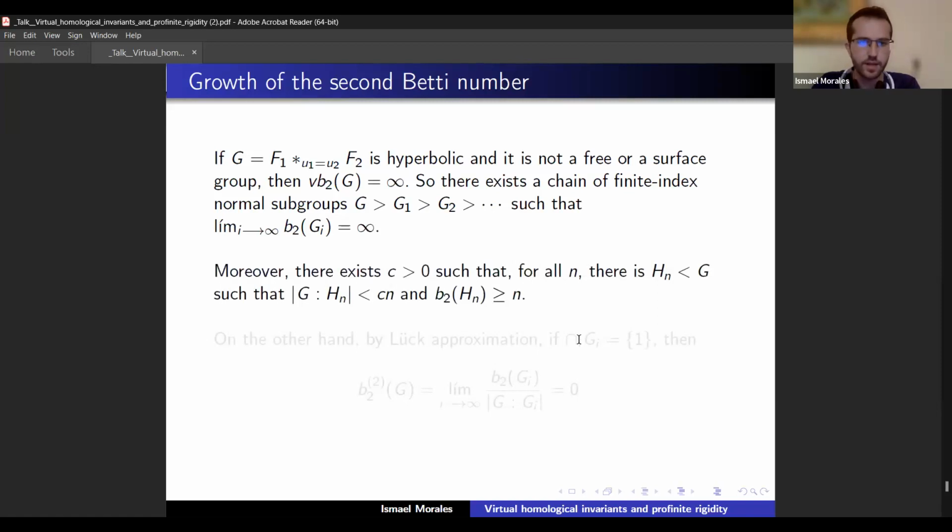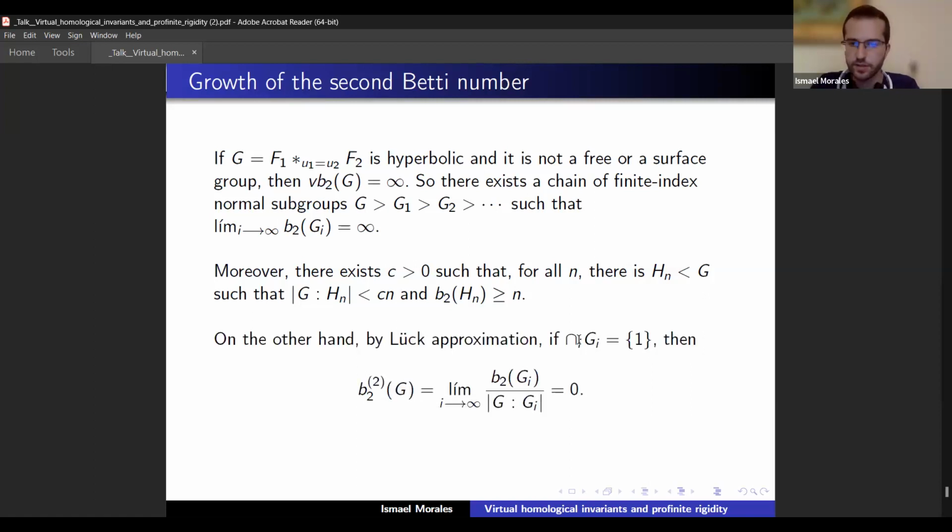And from the method, it's not difficult to see there is a constant C, which only depends on the group G, such that for all n, you can take a finite index subgroup Hn with index not very big, meaning measured by n, and with second Betti at least n. So if you want to go to a finite index subgroup whose second Betti is at least n, you need roughly index at most n.